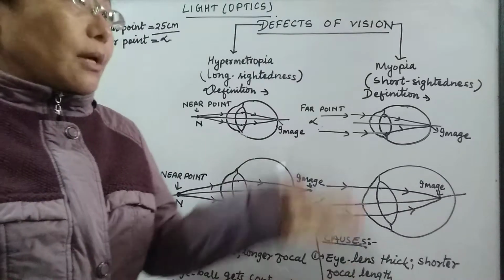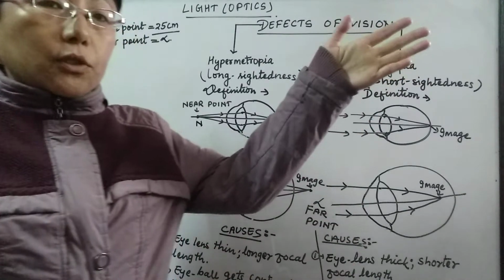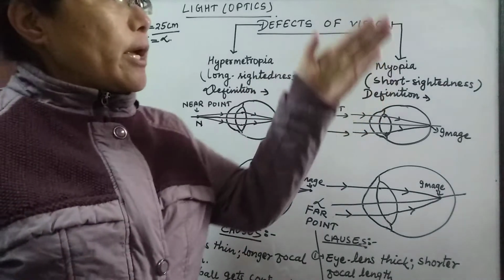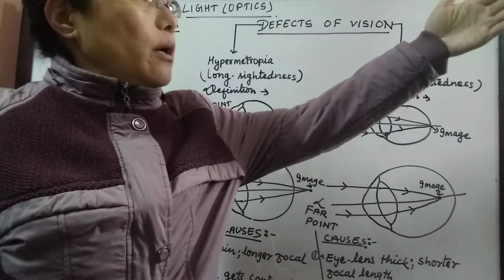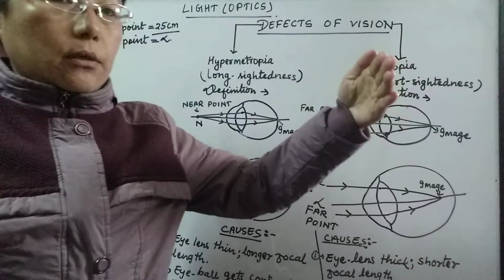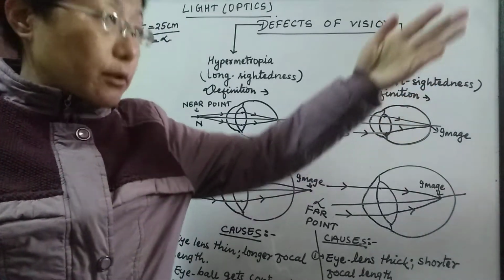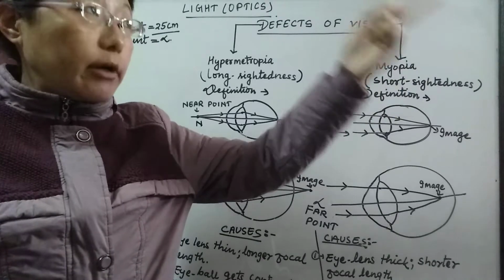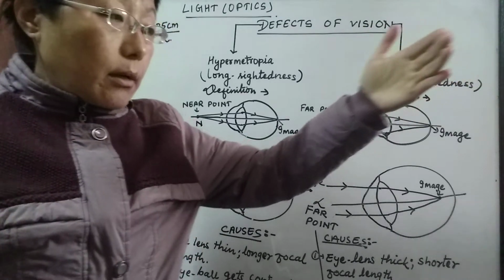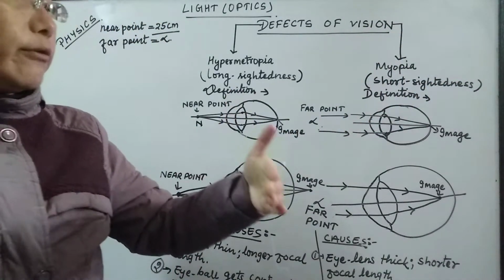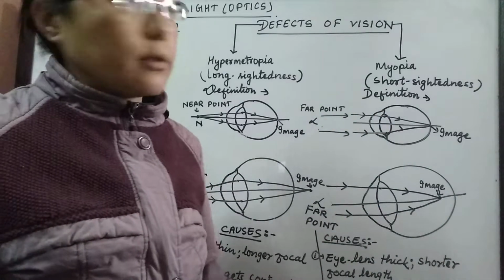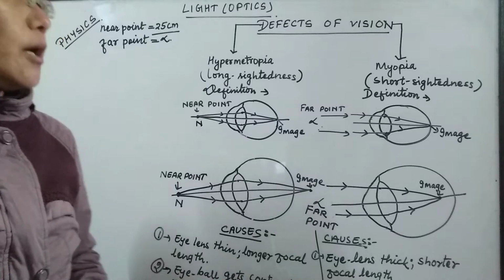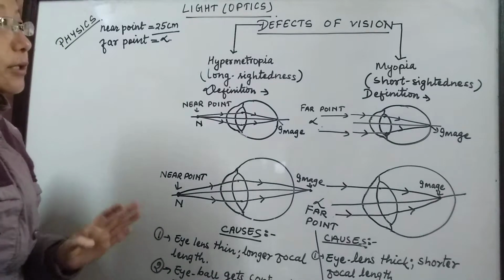Okay, the person cannot see the object which is far away at infinity distance. So for this person, the far point comes much closer. The person can see the object which is closer to the eye. The far point is not at infinity distance, but much ahead of it, because this person cannot see infinity distance. Yes, this is the problem. So these are defects of vision.